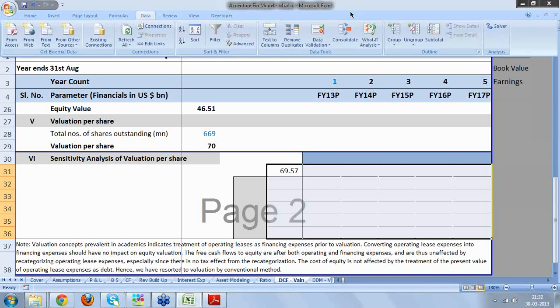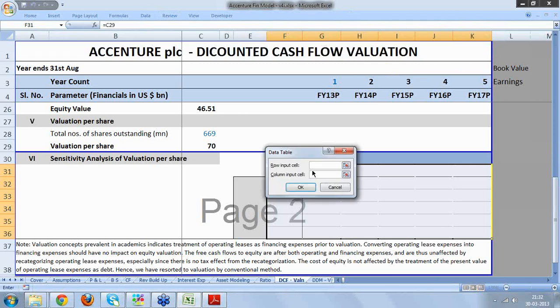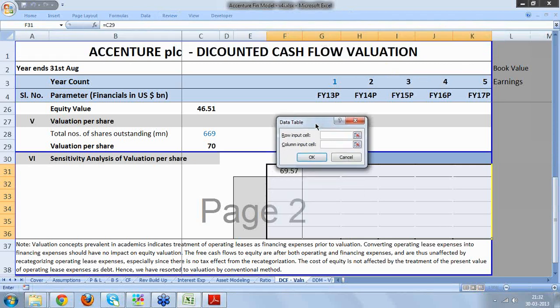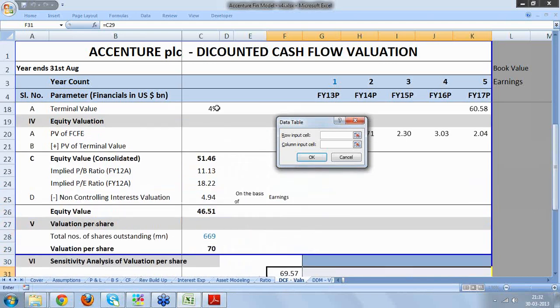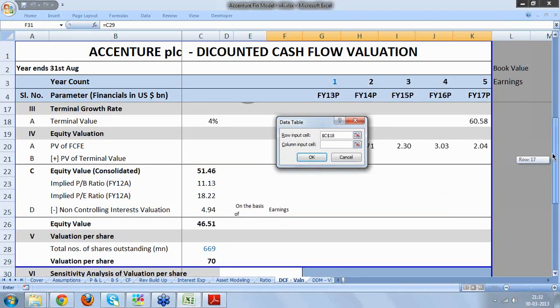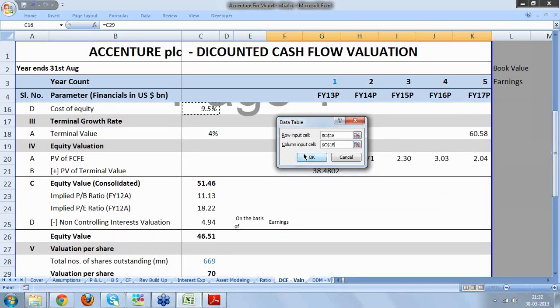Then I go to Data. I do What-If Analysis. I say Data Table, row input cell. So my input should have different values of terminal growth rate. So I'll go and click on my terminal growth rate. So here it is, my terminal growth rate. My column input cell should have nothing but different values of WACC. So I'll click here and I'll say OK.